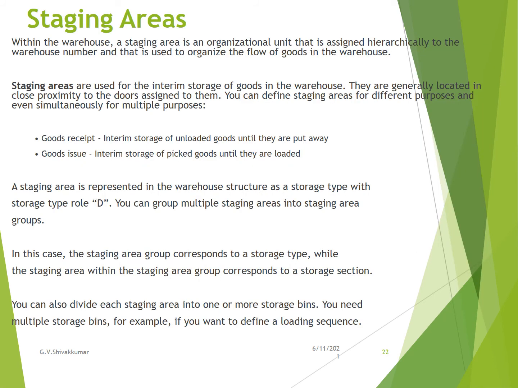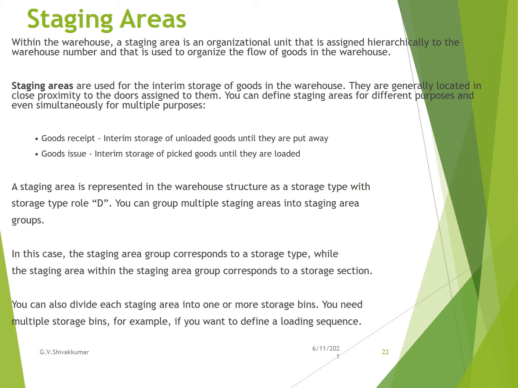So staging areas within the warehouse: a staging area is an organizational unit that is assigned hierarchically to the warehouse number, that is used to organize the flow of goods in the warehouse. The staging areas are used for the interim storage of goods in the warehouse. They are generally located in close proximity to the doors. Okay, I told door side for picking area, or for picking it is a bin or storage type near to the picking area. Like that, proximity is nothing but a close coordinate. They are generally located in close proximity to the doors assigned to them.